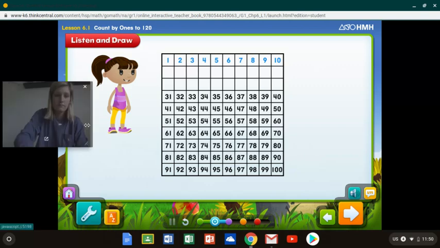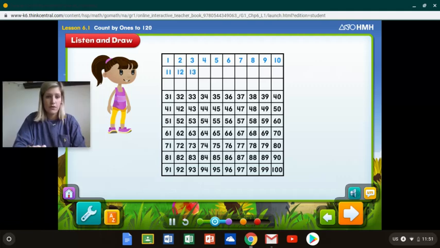23. 11, 24. 12, 25. 13, 26. 15, 27. 16, 28. 17, 29.